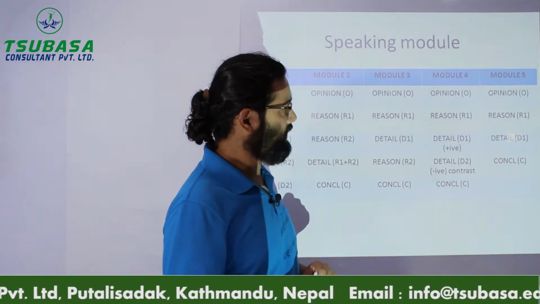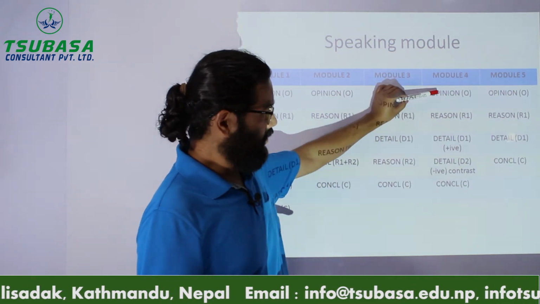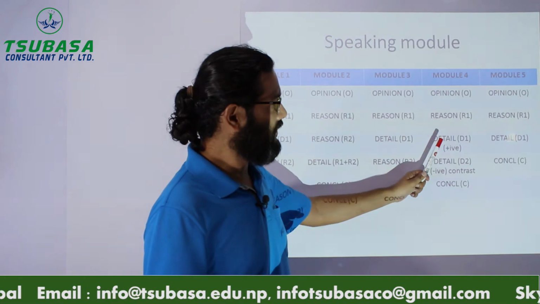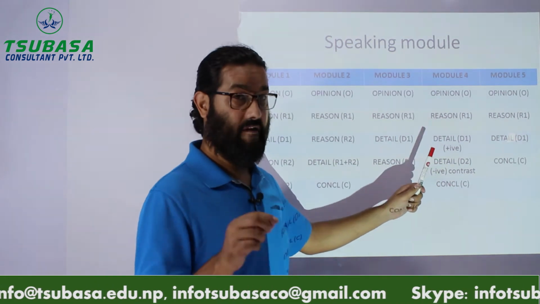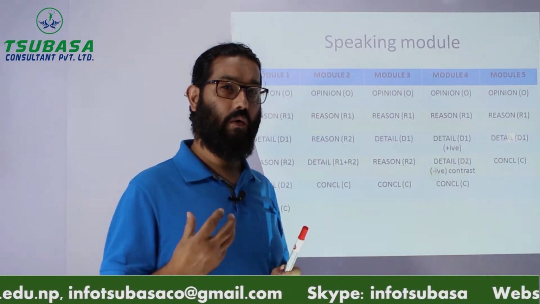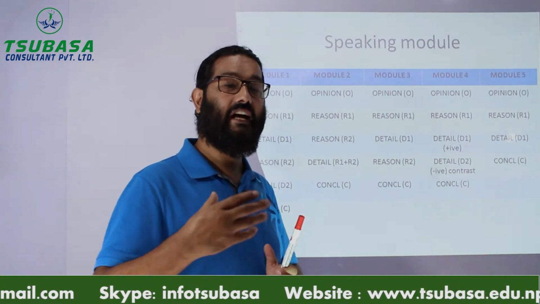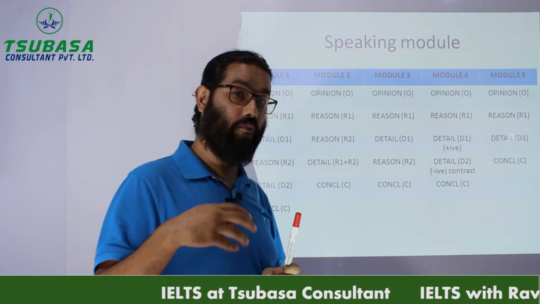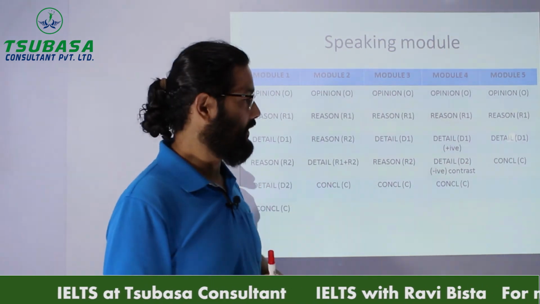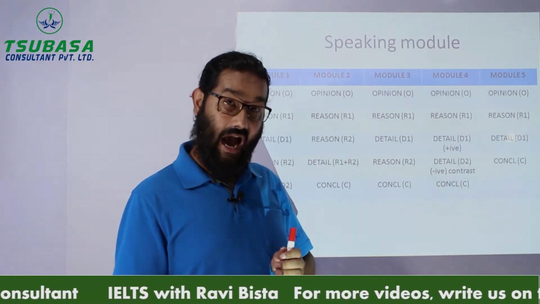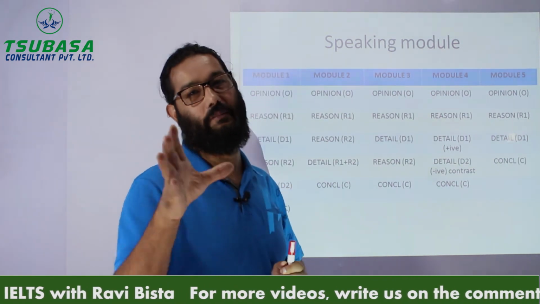And module 4 says, after giving opinion and reason 1, what you're going to do is, you're going to give detail D1, that means positive side. For example, I prefer home cooked food because it's affordable. And you're going to talk about positive sides of affordability, how home cooked food is affordable. And detail 2, negative means, what you're going to say is how restaurant food is expensive.